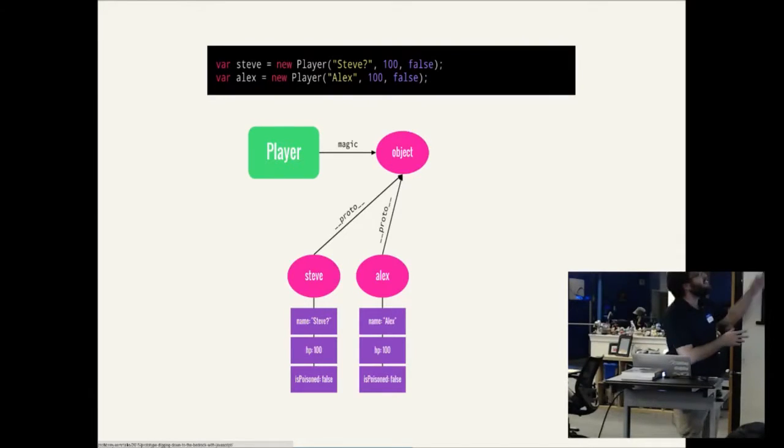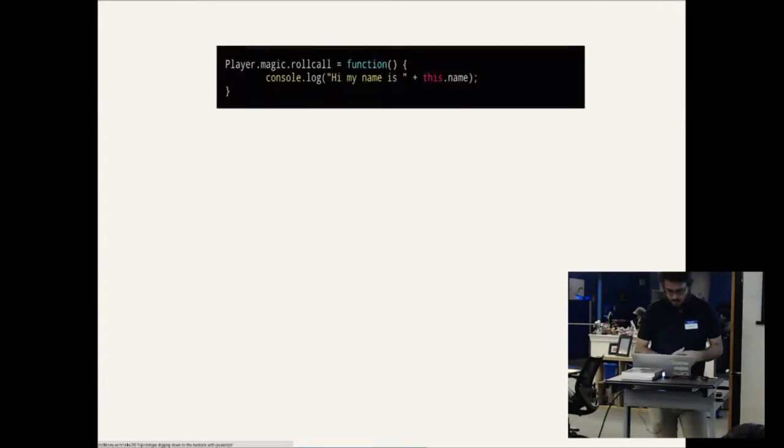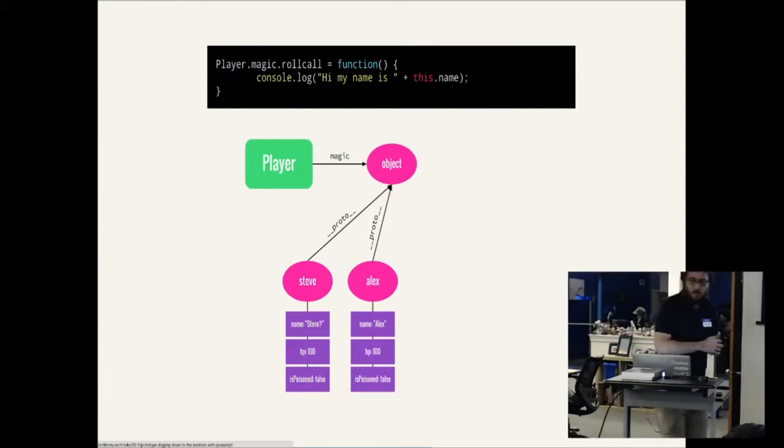So if you're still with me, continuing, let's make a new player called Alex. And this is what it's going to look like. We just added a new player here. We made it with the new operator. And both of their prototypes are pointing to that magic object. Where it gets really interesting is we're going to add that rollCall method, which is just for the players to announce who they are, to that magic object. So Player.magic.rollCall, that's what it would look like. We have now a function on this weird magic object.